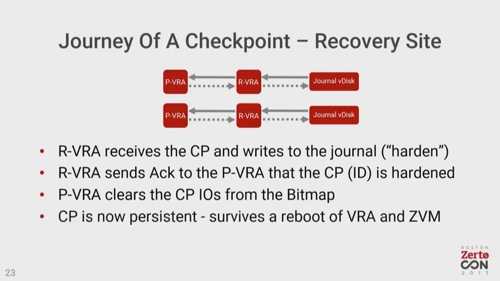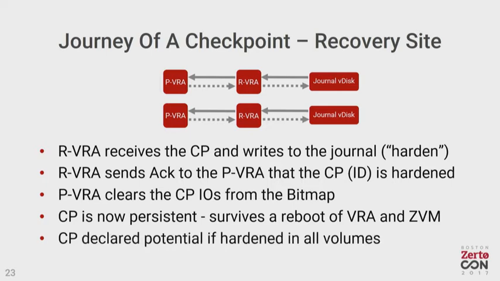So now, with the ZVM sending the checkpoint through the protected site into the recovery site, everyone agreeing that, yes, we've hardened this down, I acknowledge I've accepted and hardened this down, the production site gets the ACK back and says, yep, that's great, let's clear the bitmap out. The checkpoint's now persistent, and you can reboot the VRA or the ZVM and still have those checkpoints available when you go to recover back in time in the journal in a test failover, a live failover, or any of those other operations.